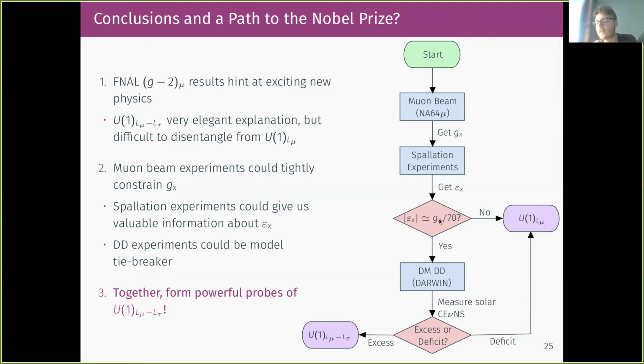If we do have g_x over 70, well, then we have to go to DARWIN. And when we measure our solar sevens, we then will see either an excess or a deficit. If we see a deficit, again, we know it's an L_mu, but if we see an excess, we can definitely tell that it's an L_mu minus L_tau. So hopefully this will bring us one step closer to getting to that Nobel Prize.